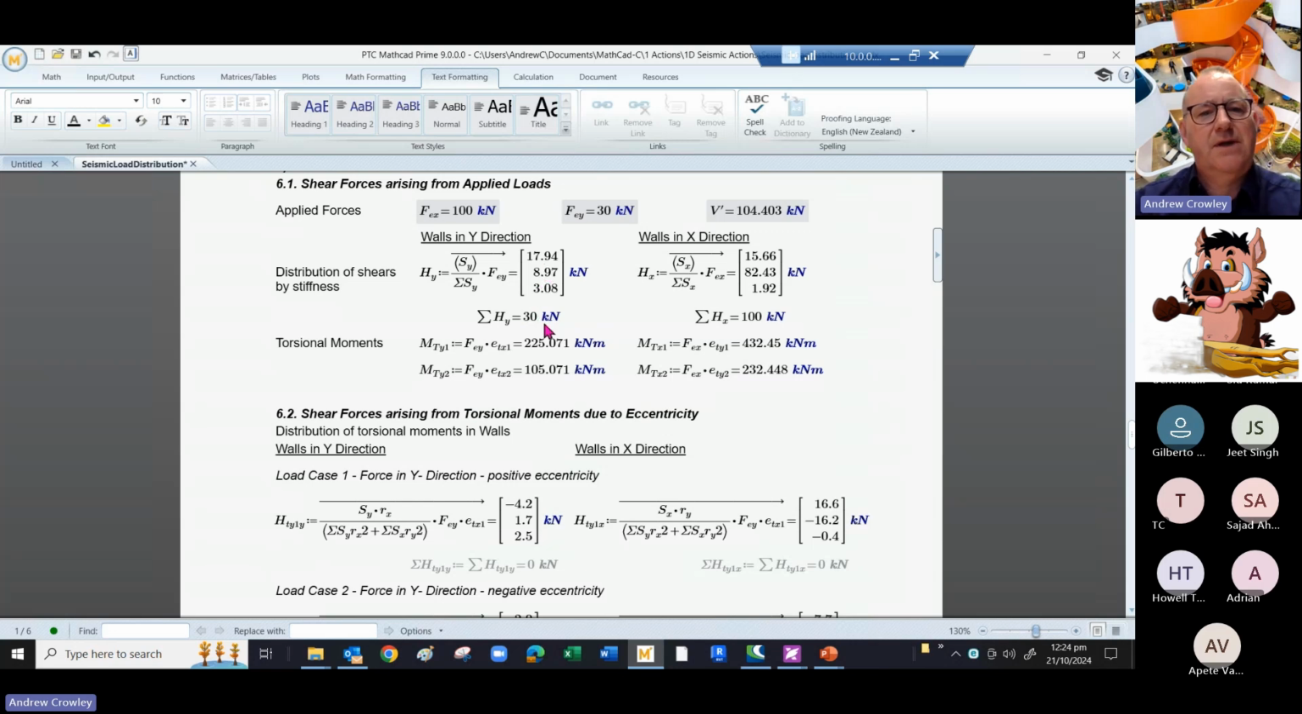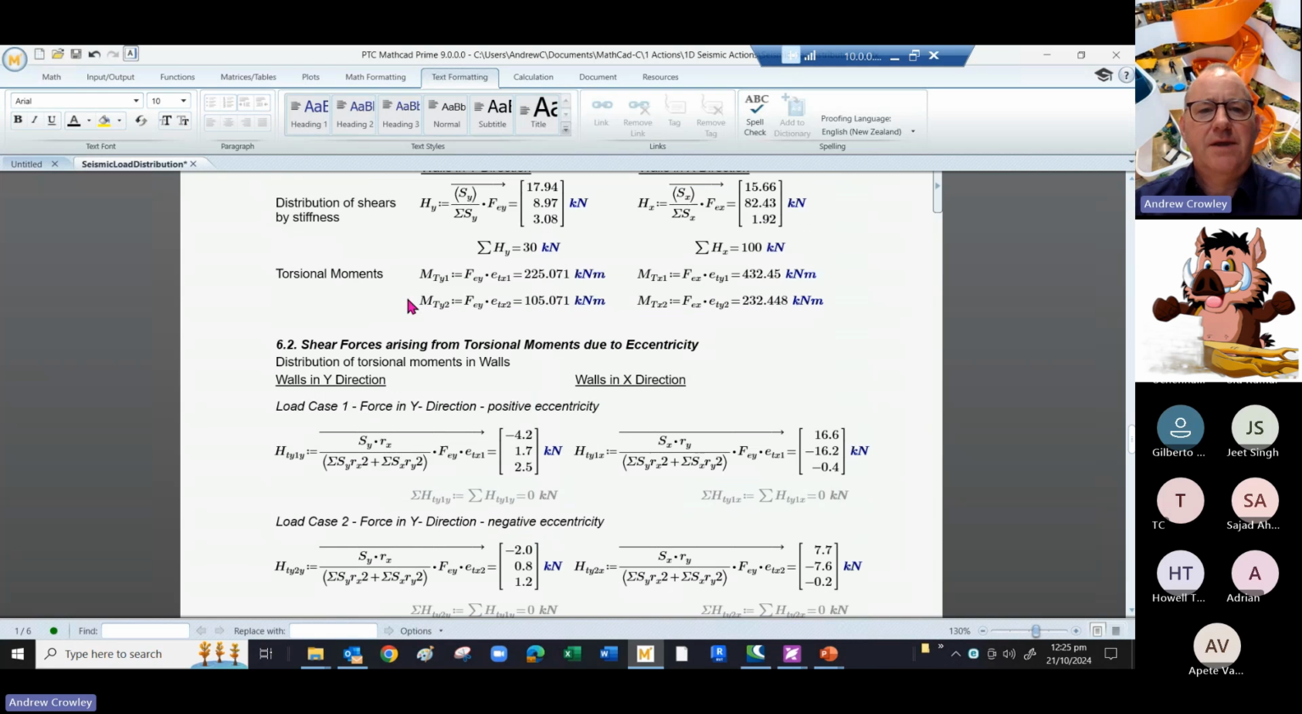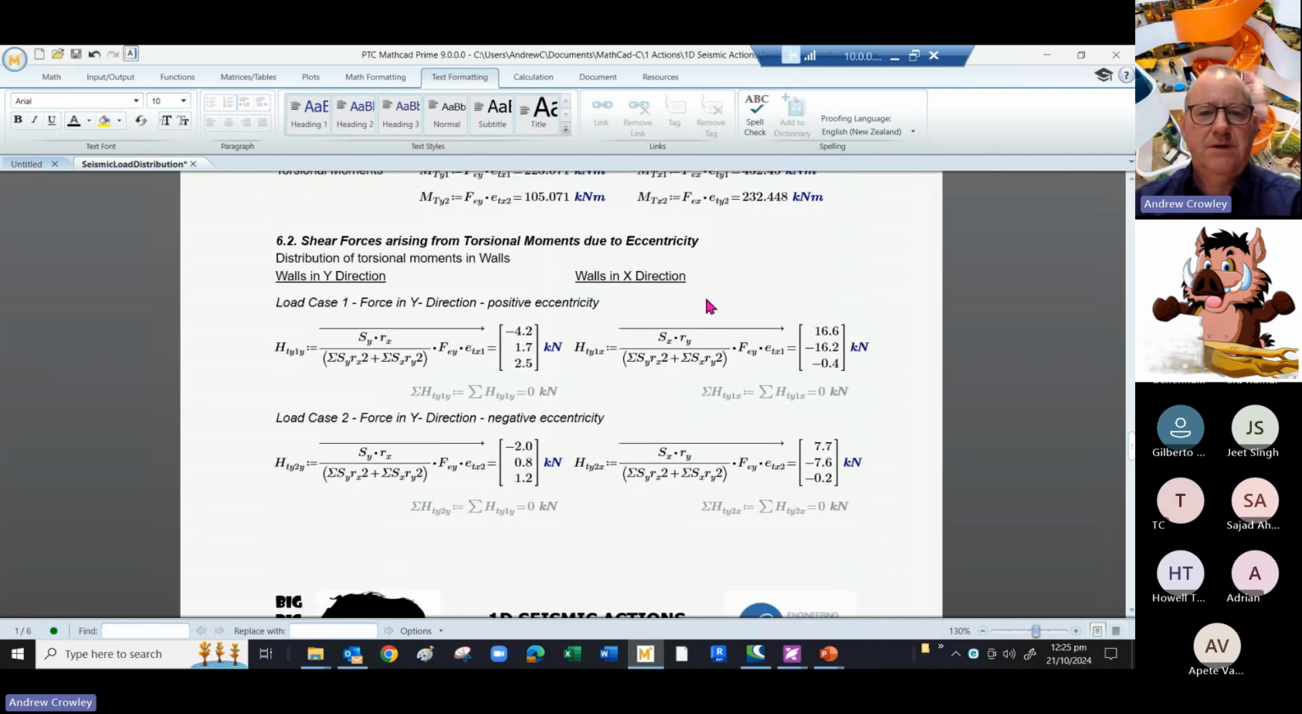And here we've got HY is equal to 30, which is equivalent to the applied load in the y direction. Similarly, in the x direction, the total of the shears is equal to 100, which is the applied load in the x direction. Now we look at torsional moments, and they work out for the two eccentricities and the two directions. How do we distribute those?